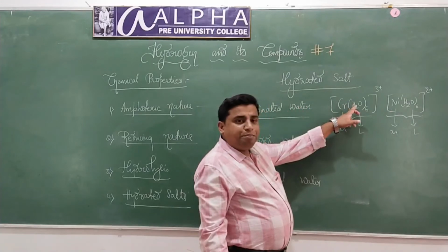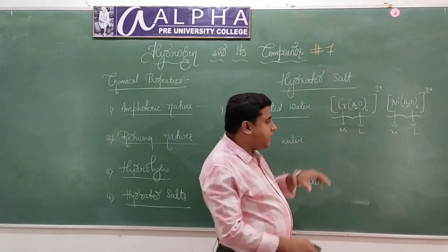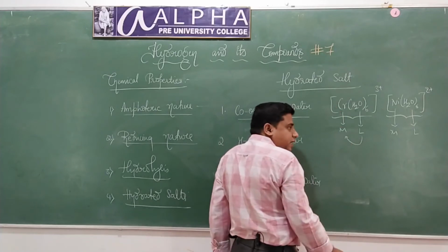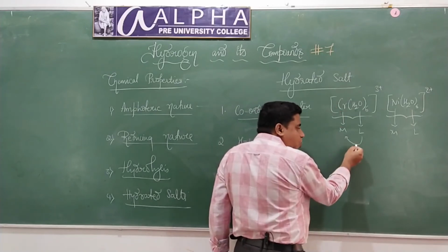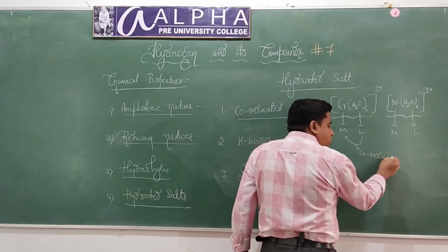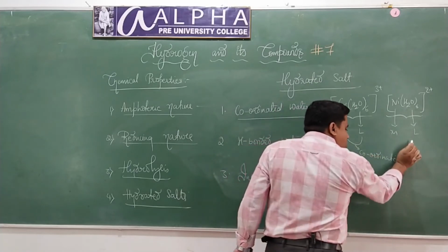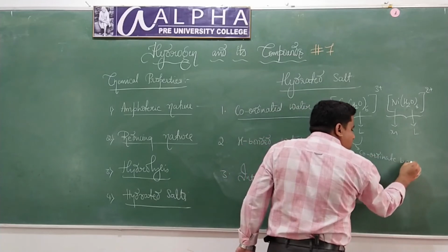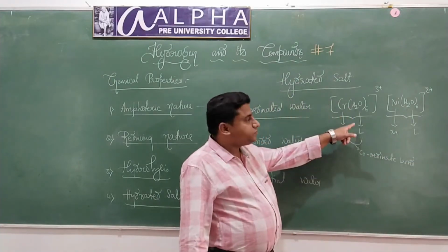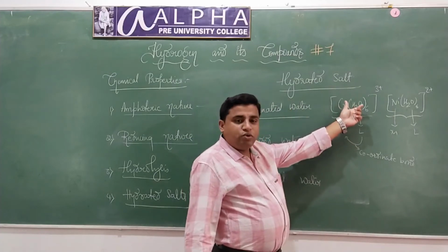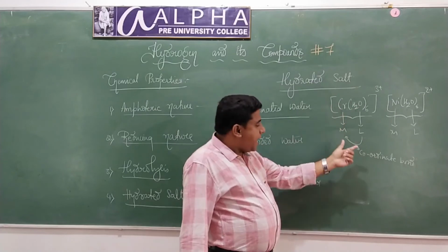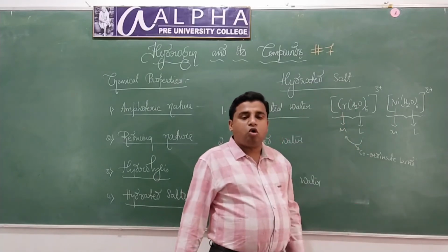The ligand will donate a pair of electrons to the central metal atom, and it will form a bond called a coordinate bond. These water molecules, the ligands, will donate a pair of electrons to the central metal atom, and they form a bond. What is that bond called?